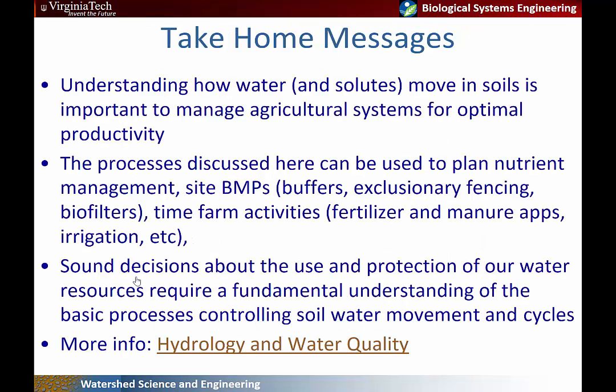So some take-home messages. So understanding how water and solutes move in these soils is important in managing our agroecosystems for optimal productivity and to protect environmental quality. So the processes that we've discussed here can generally be used to plan nutrient management, site BMPs such as buffers or biofilters, time different farm activities like fertilizer, manure application, irrigation, etc. Finally, just say that sound decisions about the use and protection of our water resources requires understanding of these hydrologic processes and how they control water movement and cycles in our agroecosystems.